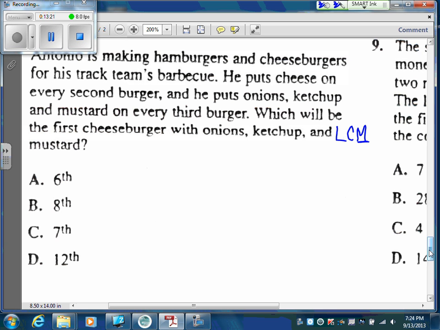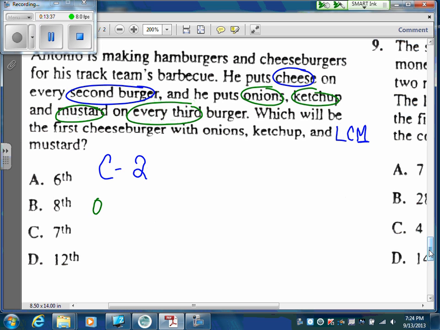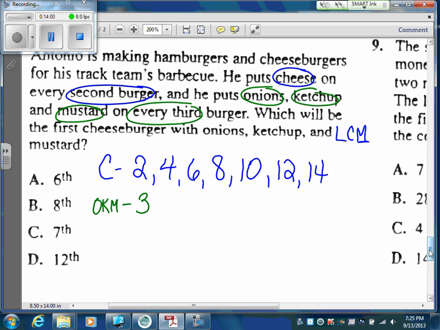Okay, so you should have checked. We know that he puts cheese on every 2nd burger. So cheese is every 2nd burger. And he puts all this other stuff, onions, ketchup, mustard, on every 3rd. Well, we want to know when they're going to be the same. So we're going to start to find our multiples. He's going to put cheese on the 2nd burger, the 4th burger, the 6th burger, the 8th burger, the 10th burger, the 12th burger, the 14th, and so forth.